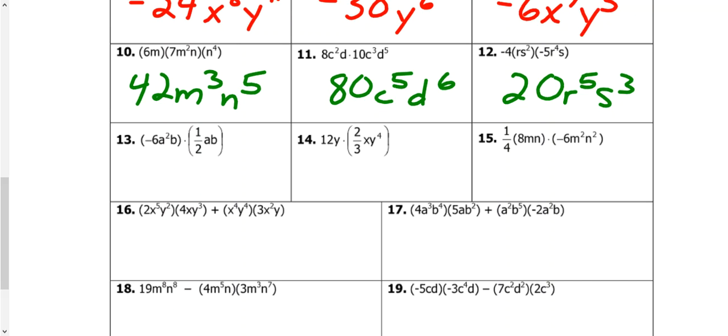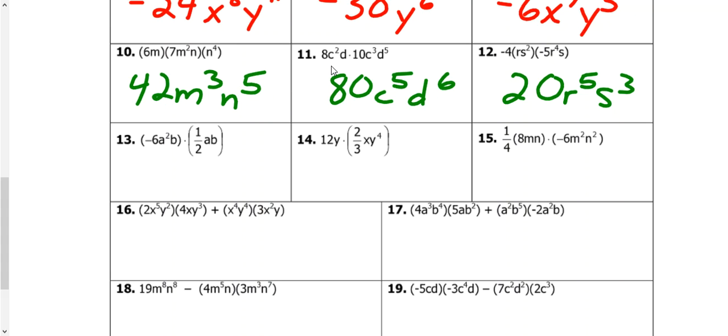Here are the answers for 10 through 12. Again, just look at the common bases and add the exponents that have the common base. In number 10, we have m's and m's here. So that's 2 and 1, which will give you the 3. And with the n's, we have n to the first, n to the fourth, so that gives us n to the fifth. We have 6 and 7 multiplied together, that gives us the 42.